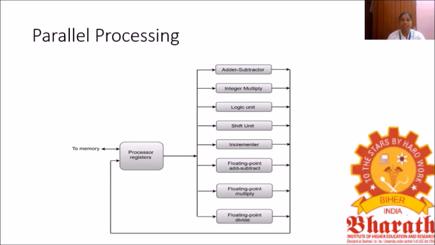So each one of these functional units is going to do its corresponding functionality, and they are going to provide their result finally to the processor register in order to provide the result for storing in memory. So here, if you see, the operations are going to be done in a parallel manner.